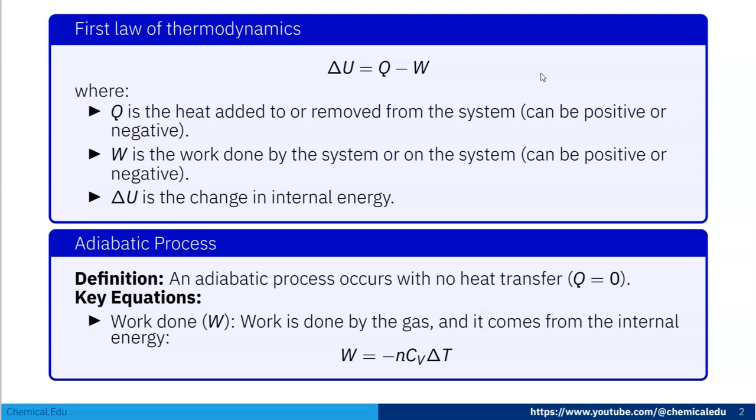So here Q is the heat added or removed from the system, can be positive or negative. W is the work done by the system or on the system, can be positive or negative. So del U is the change in internal energy.